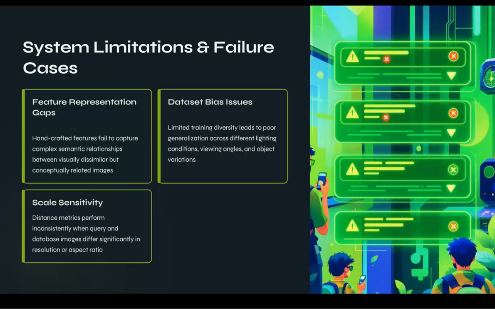Despite the strong results, our system has some limitations which are very clear. First, the handcrafted features lack semantic depth, so they cannot tell apart two different objects with similar colors. Second, there is a dataset bias. The limited training diversity affects generalization under different lighting and viewpoints. These challenges highlight why future work should include deep learning and hybrid methods.